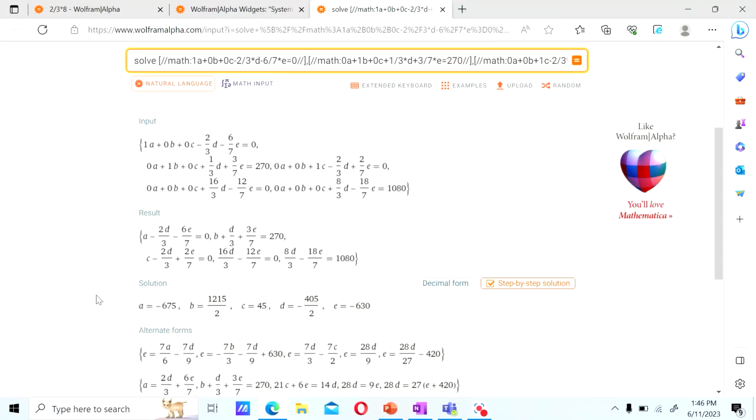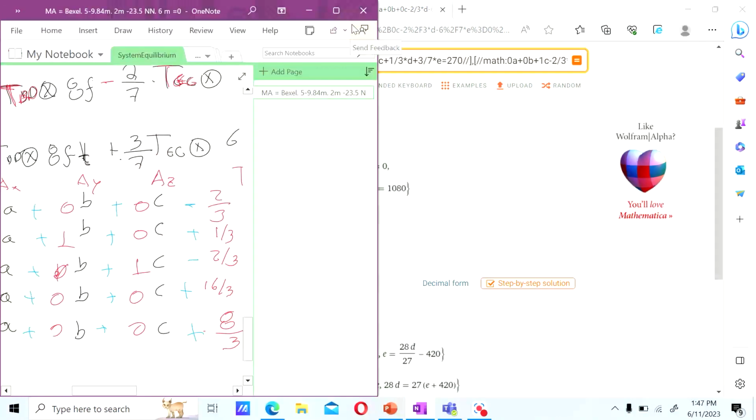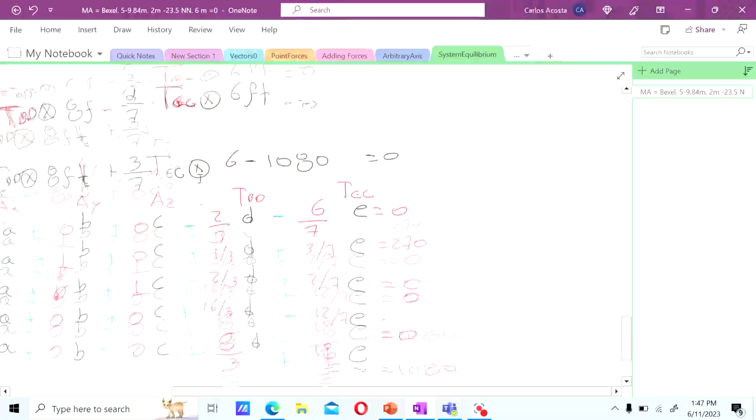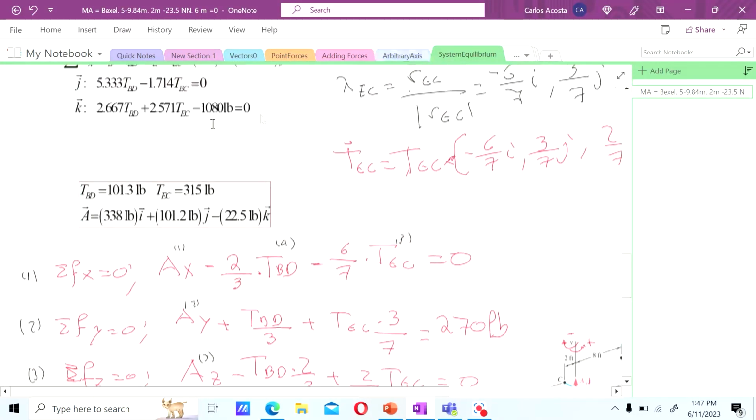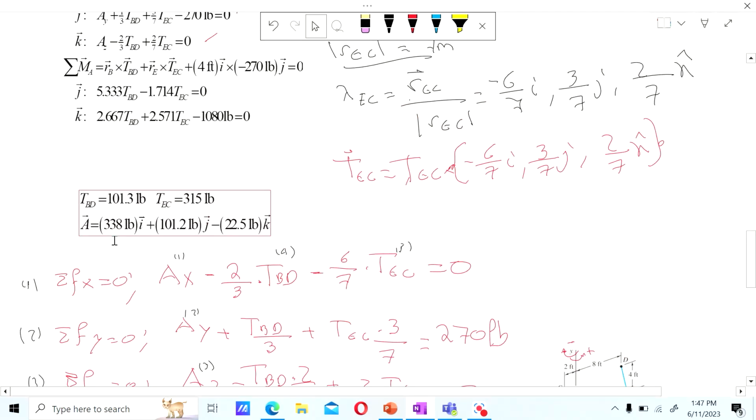Oh, okay, let's see what we got here. A is negative 675. That doesn't sound right. Let's see what the equation finds. The solution tells us they find that A is 338 positive.